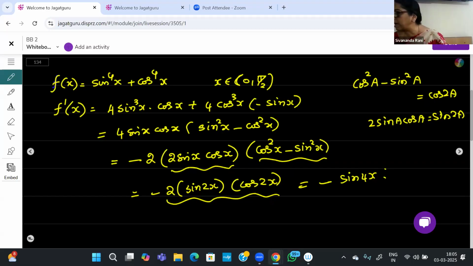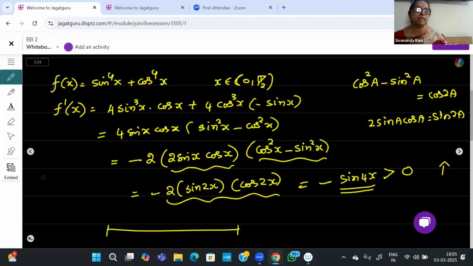So I want this f dash to be greater than 0 for it to be increasing. So where will this be increasing? But this is the first derivative, right? The first derivative, where is it 0? That is my primary concern, isn't it? Where is sine 4x 0?